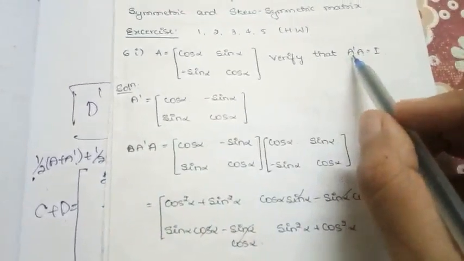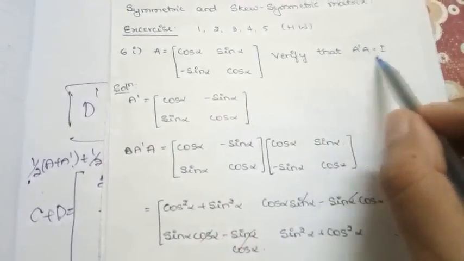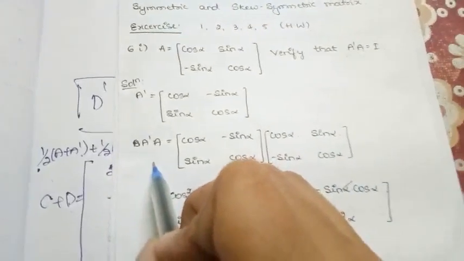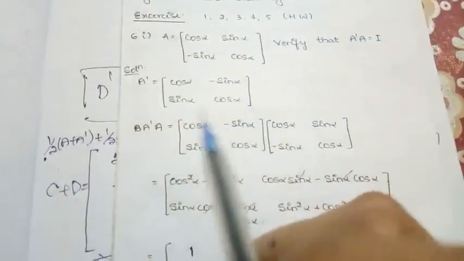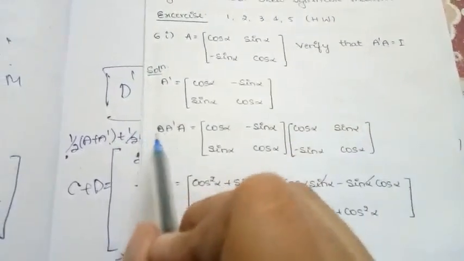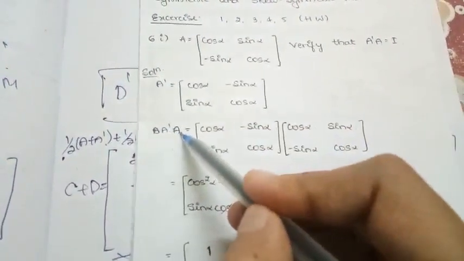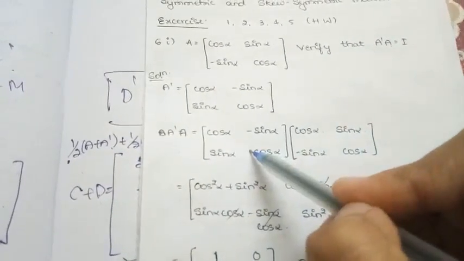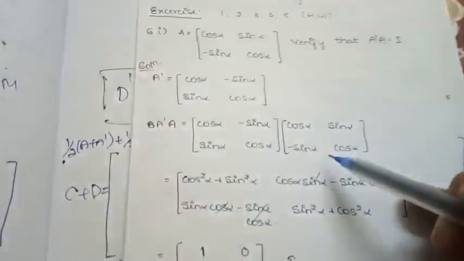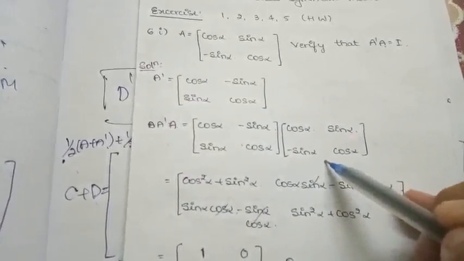Make sure that, by looking at it in one glance, you don't read it as A transpose A and then do it as A into A transpose, because matrix multiplication is not commutative. Please make sure you write what they have given. So A transpose A: A transpose is our first matrix. Write the first matrix A transpose, then write the second matrix, which is nothing but our matrix A.